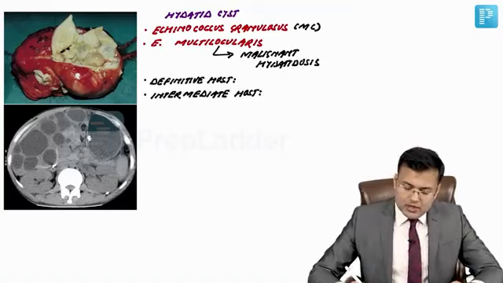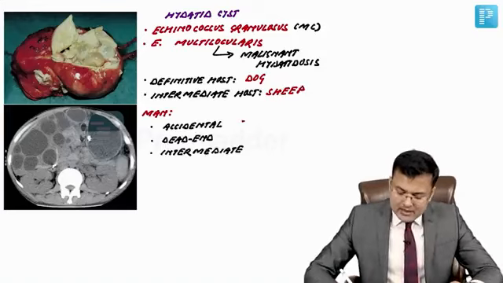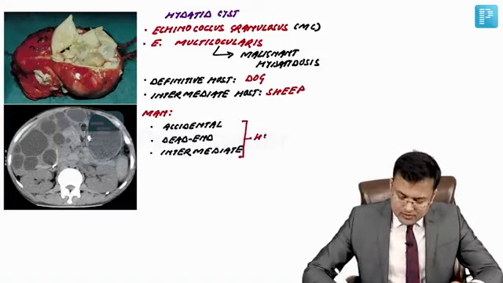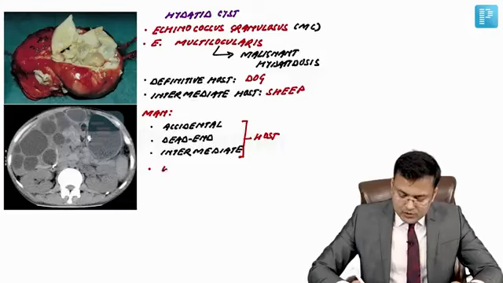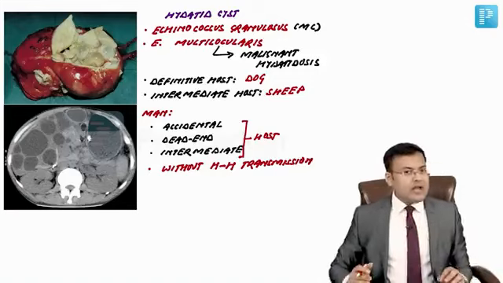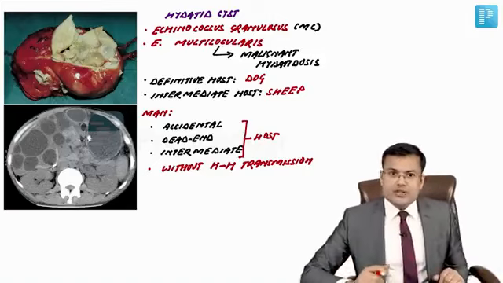What is the definitive host for hydatid cyst? Definitive host is dog, and the intermediate host is sheep. What about man? Man is an accidental dead end intermediate host without human to human transmission. There is no human to human transmission. Clear? So man is an accidental dead end intermediate host without human to human transmission.